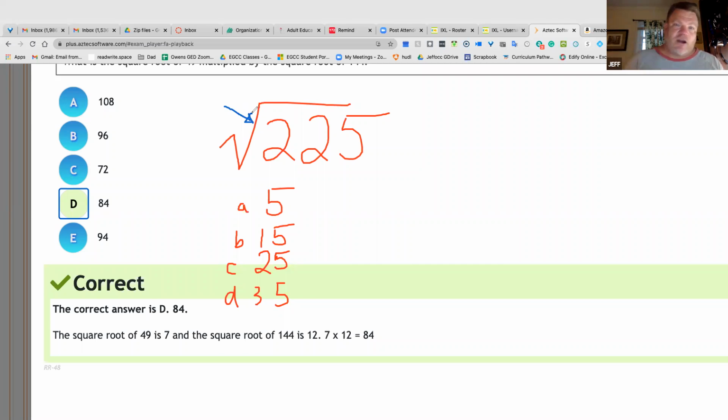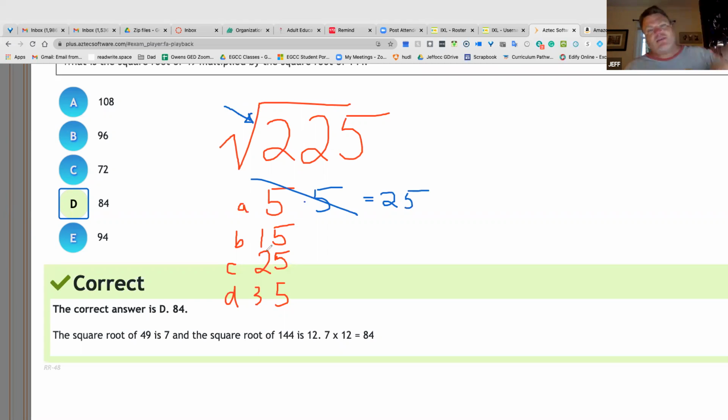Put the answers on trial. Pretend that you're the teacher and student A raised their hand and said 5. Well, let's see, 5 times 5, that's 25. I am sorry, but you are incorrect. That is not big enough.